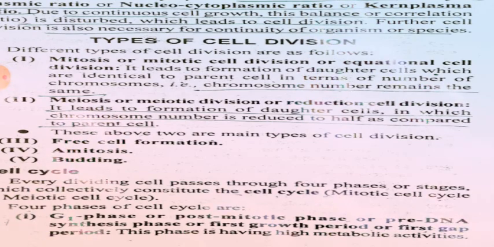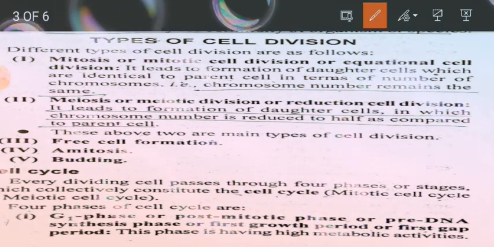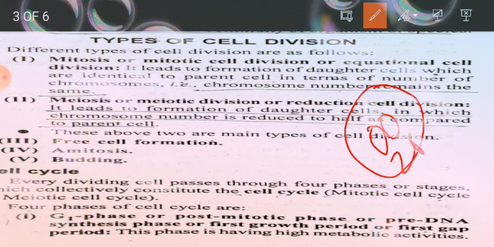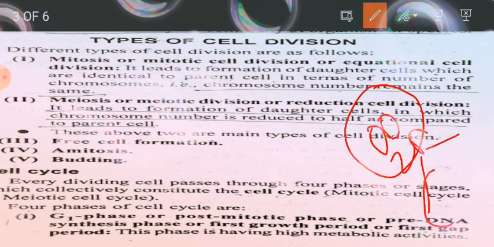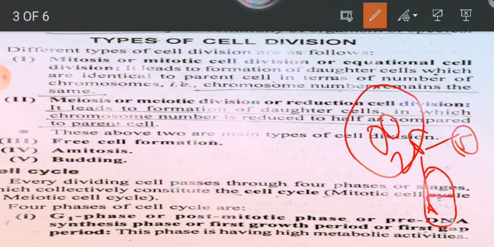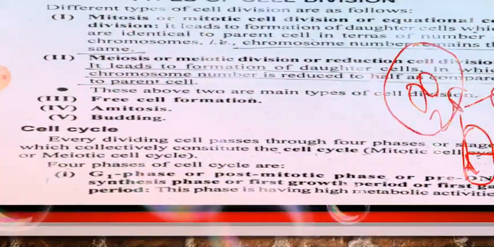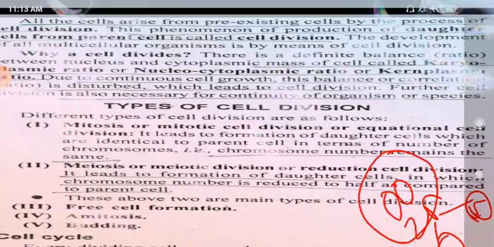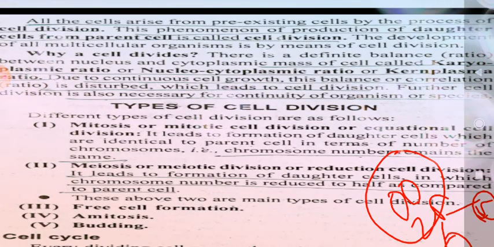In the case of mitotic cell division, suppose this is the parental cell. It has 2n number of chromosomes. It is an equational division, so the daughter cells also have 2n number of chromosomes. So in this equational division, if the parent has 2n number of chromosomes, then the daughter cells also have 2n number of chromosomes. That's why it is equational division. This is known as mitotic cell division or the equational cell division.